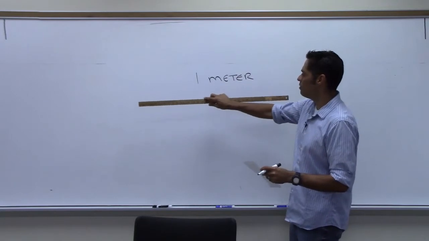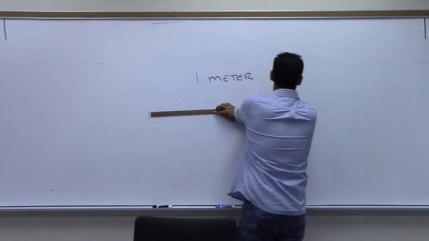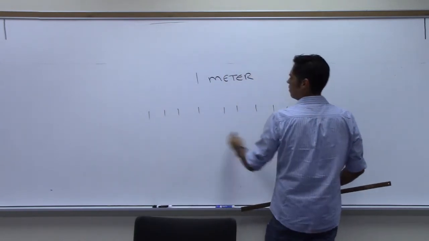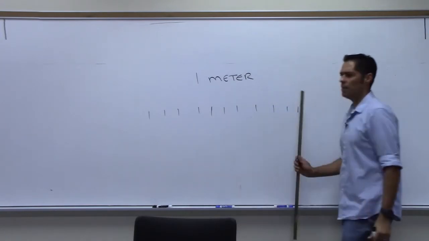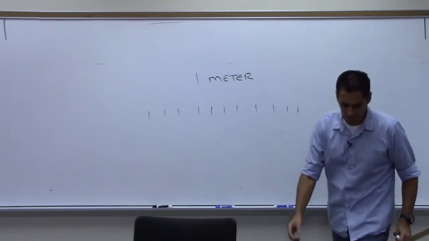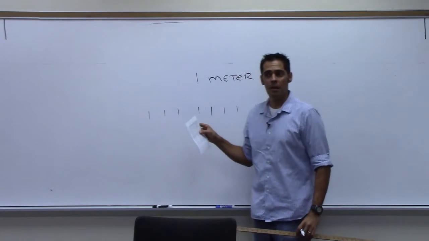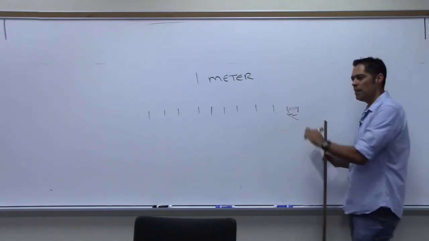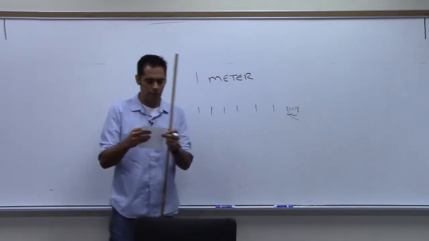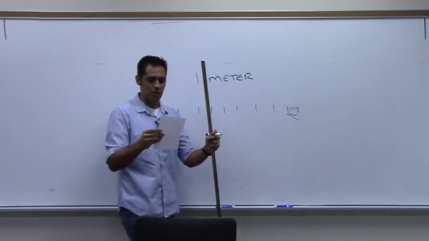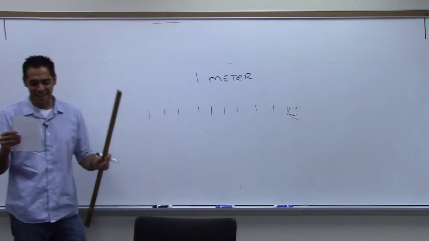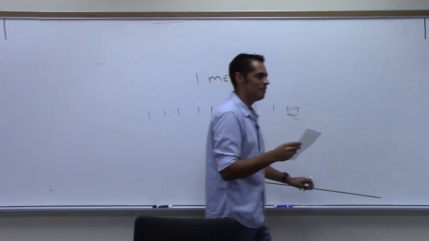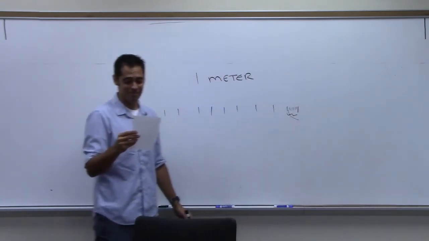But let's get smaller. What if we take one of these and we cut it into 10 equal pieces? Then each of these would be, according to this, 1/10, a decimeter. And if we cut each of these into 10 more pieces, each of those would be a centimeter. And if we took each of those centimeters and cut those into 10 pieces, we would be at millimeter, then micrometer, nanometer, picometer, femtometer, attometer, zeptometer, yoctometer.